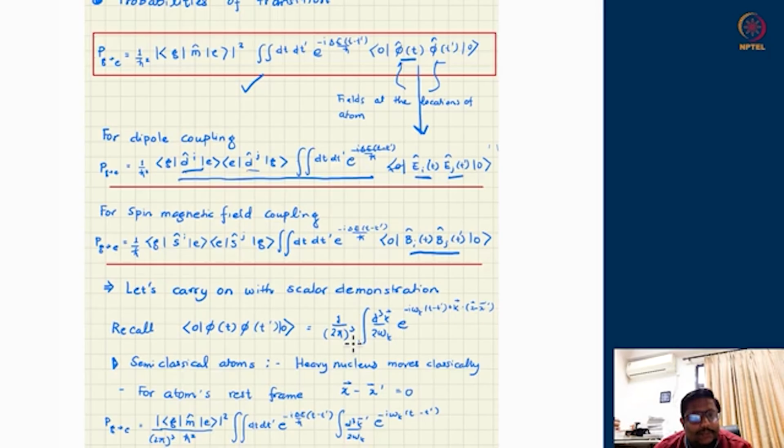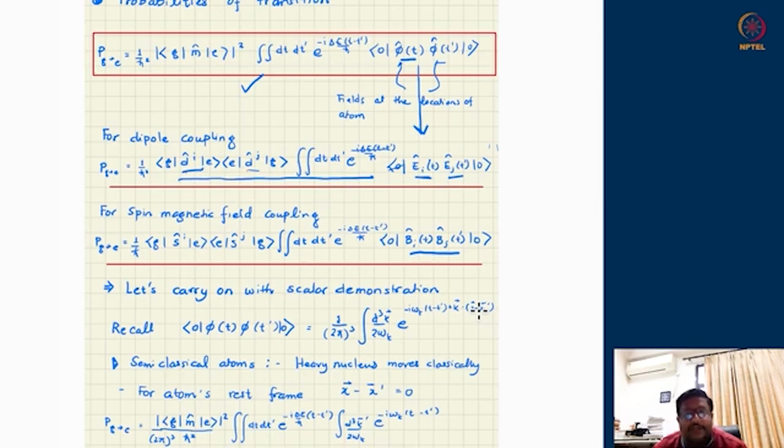Recall, in Fourier modes, harmonic oscillator structure is obtained for a scalar field. So effectively, we are summing over all the possible harmonic oscillator modes, which are identified with mode number k, and we are interested in the t and t prime locations in space, their separation t minus t prime, and x minus x prime, the spatial separation.